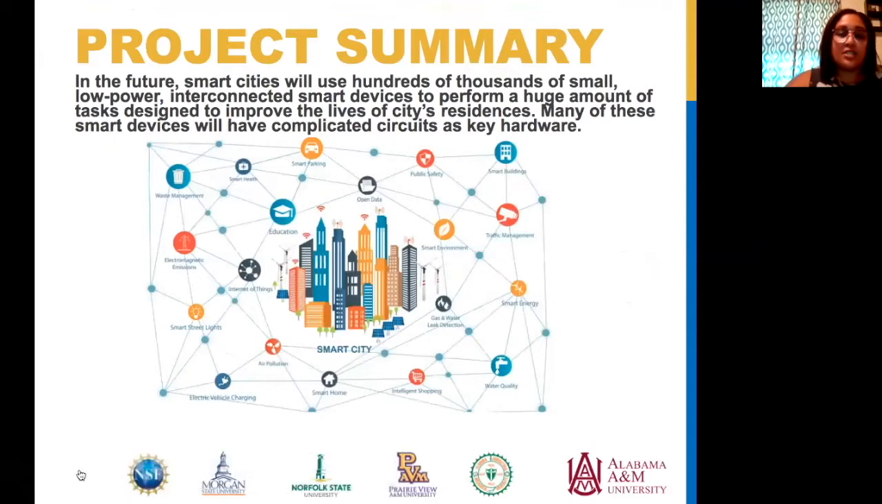In the future, smart cities will use hundreds of thousands of small, low-power, interconnected smart devices to perform a huge amount of tasks designed to improve the lives of cities' residents. Many of these smart devices will have complicated circuits as key hardware.